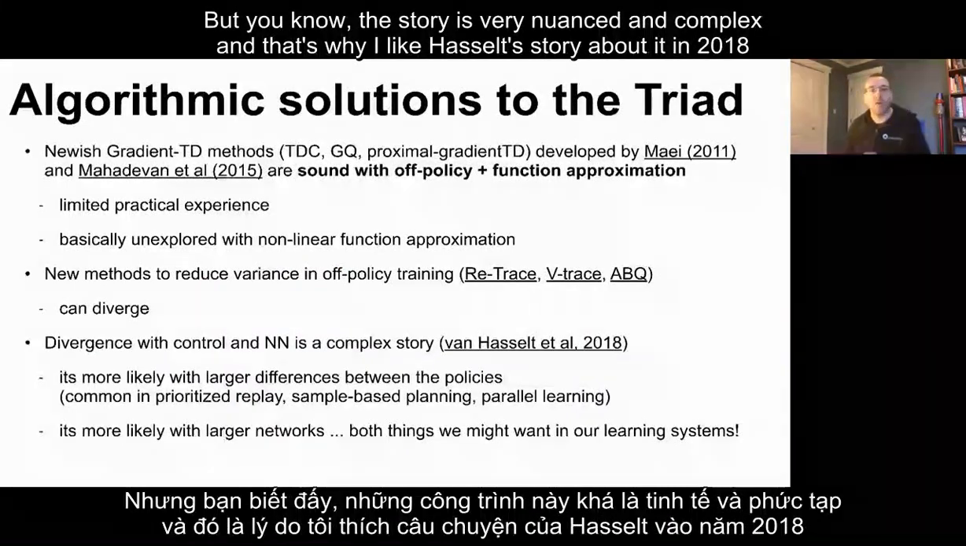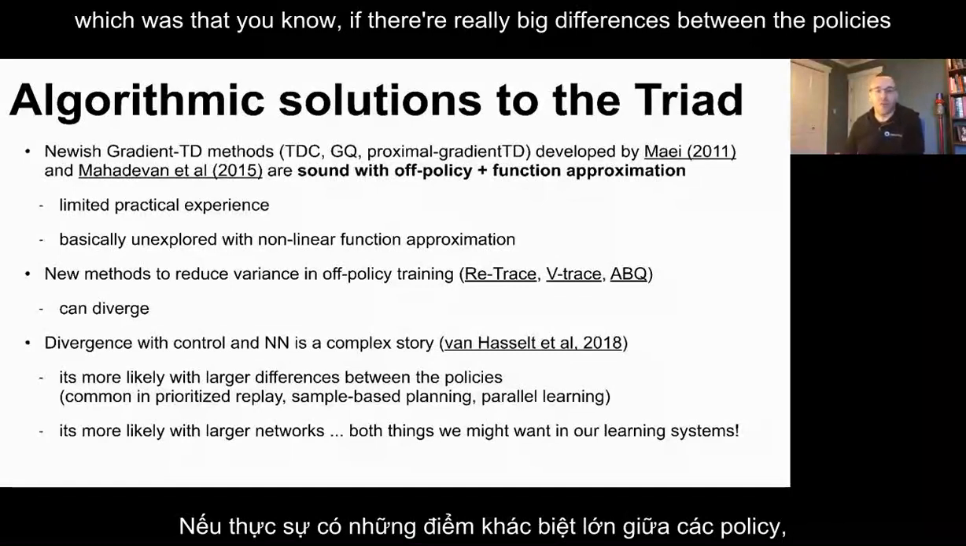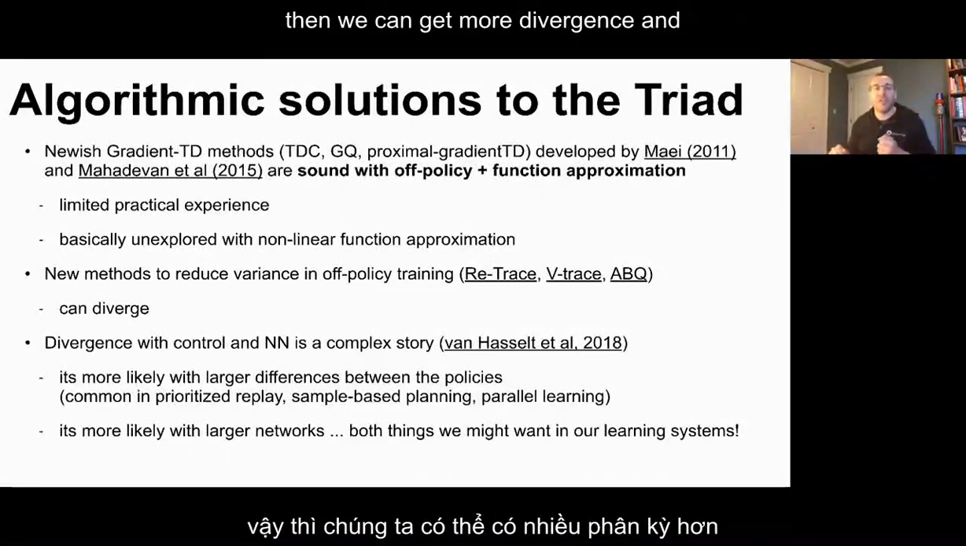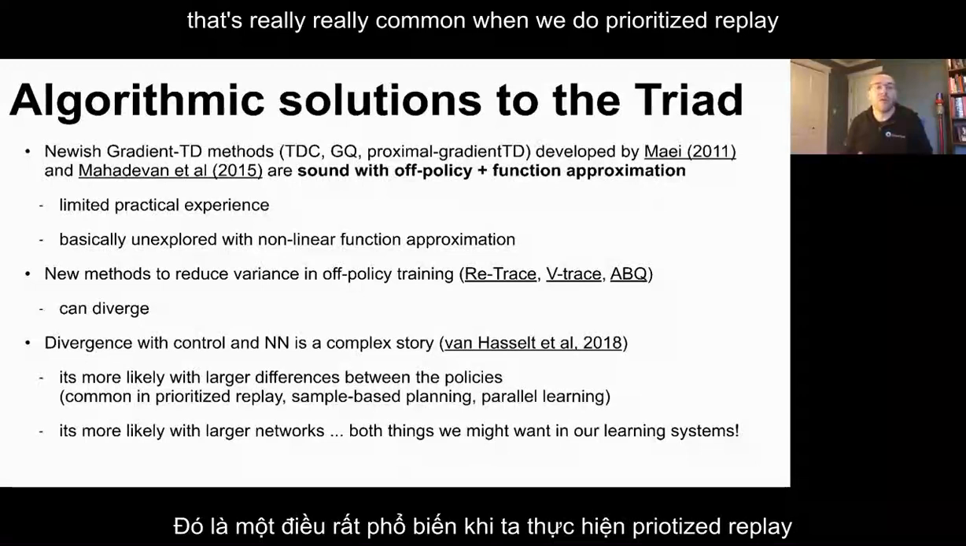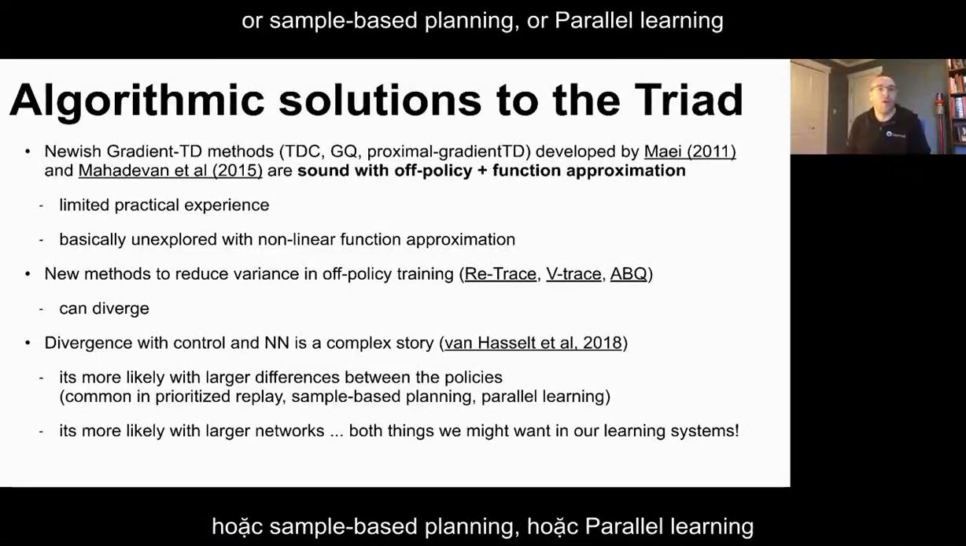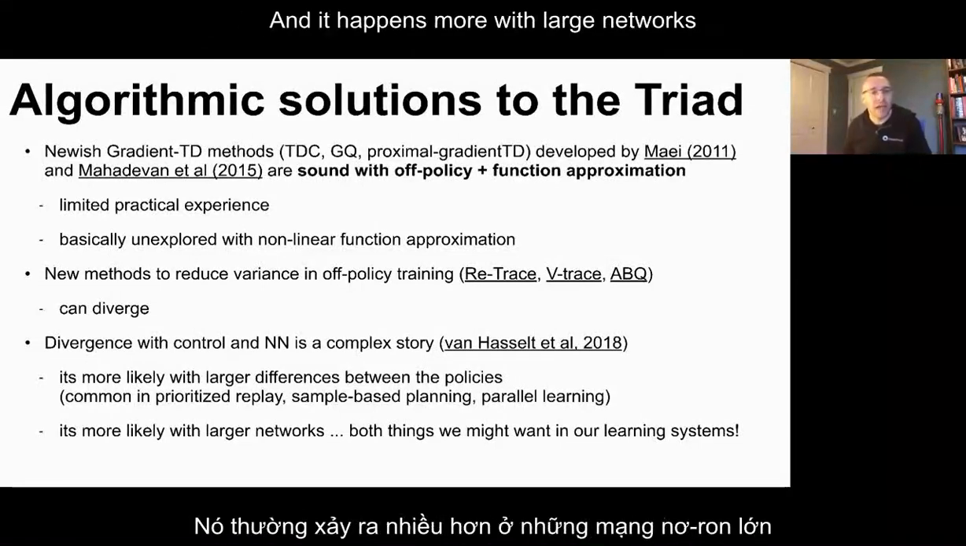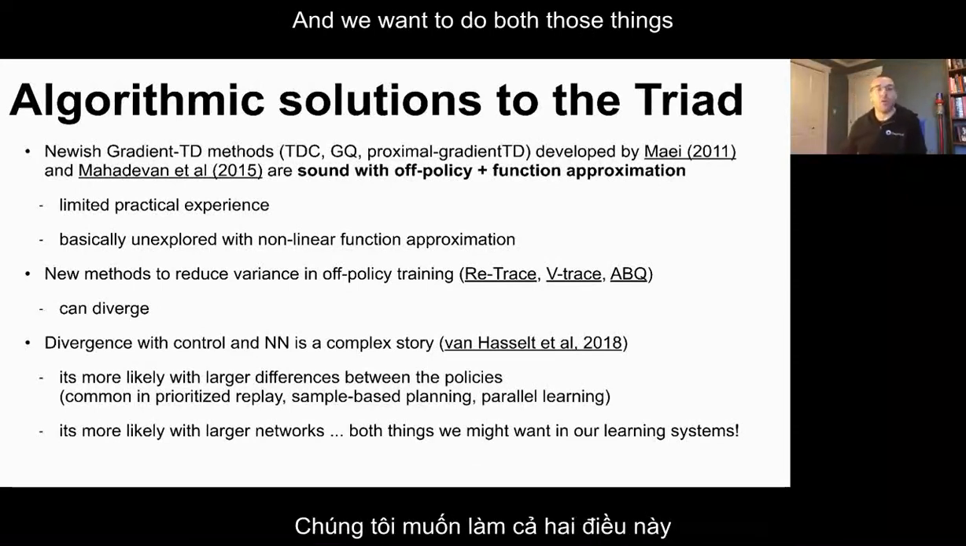But the story is very nuanced and complex. And that's why I like Hutto's story about it in 2018, which was that if there's really big differences between the policies, then we can get more divergence. And that's really, really common when we do prioritized replay or sample-based planning or parallel learning. And it happens more with large networks.